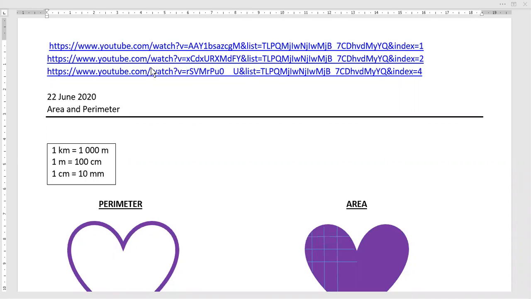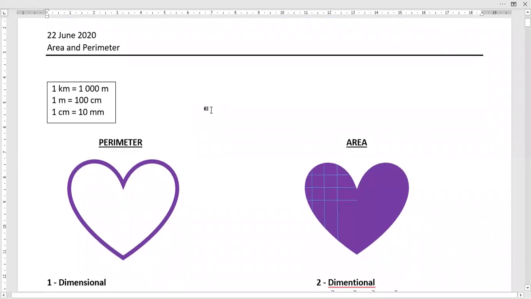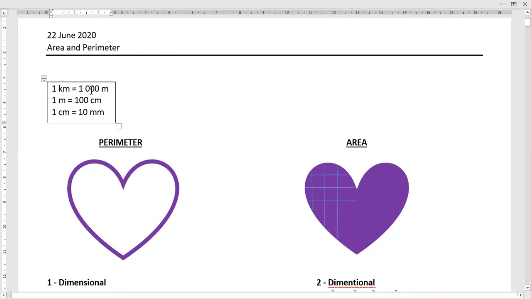Just to start off for week 4, what I basically did for maths this week is area and perimeter. So I showed these 3 videos. You can watch them. You can just click on the link that I will be sending through on the planning. But yeah, for area and perimeter, we covered knowing the difference between kilometers, meters, centimeters, millimeters, and making sure that you know 1 kilometer is 1,000 meters, 1 meter is 100 centimeters, etc. Okay, so that's basically what we covered.